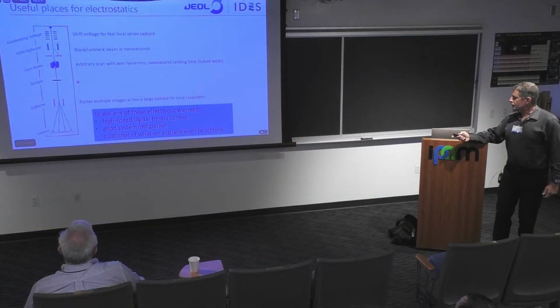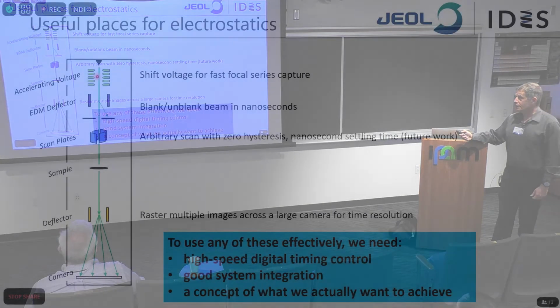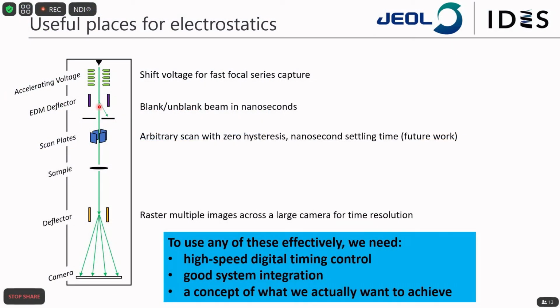So there are a bunch of places that you could put an electrostatic system added to a microscope. So the accelerating stack is already an electrostatic system. You can add a fast deflector as a beam blanker. You can add fast scan plates, or you can add a deflector after the sample. It's funny, Angus, capturing this, because he already has most of the stuff on his microscope. I'm happy to share the slides with you later, Angus.